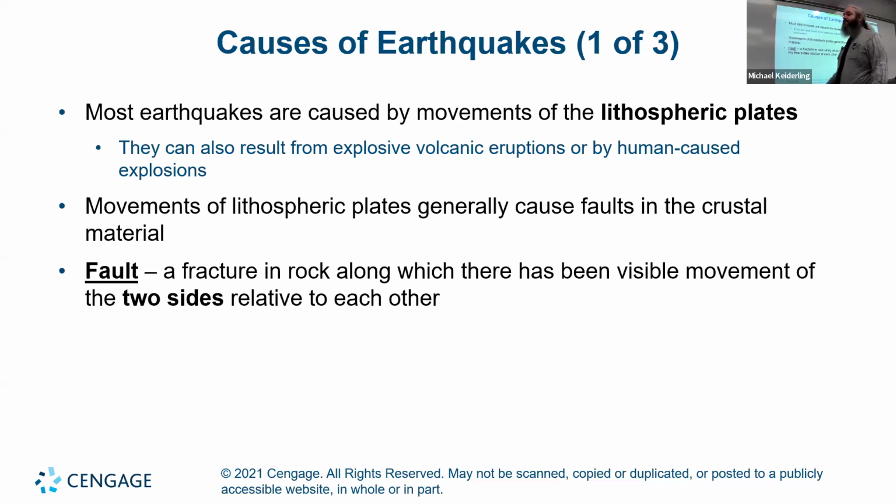Most earthquakes are caused by movements of the lithospheric plates. There are other possible causes, but that's the primary cause. They can also result from explosive volcanic eruptions or human-caused explosions. There's some stuff that's happening with fracking. And movements of lithospheric plates generally cause faults in the crustal material. A fault is just a crack in the rock where both sides have moved relative to each other. So it's a fracture in the rock where there has been visible movement of the two sides relative to each other. If there hasn't been movement, it's called a joint.